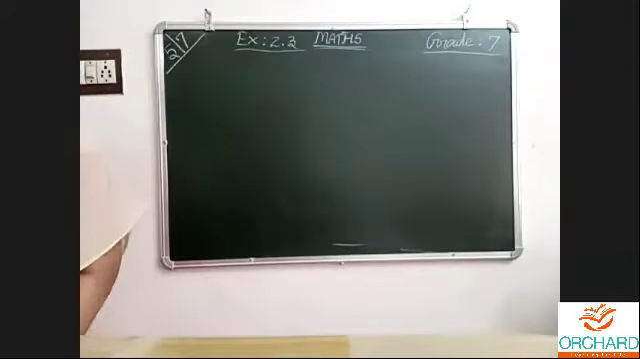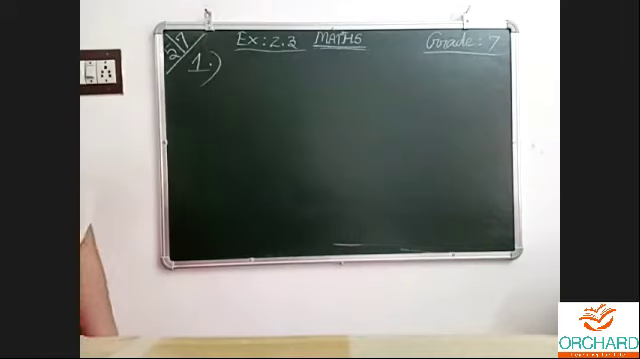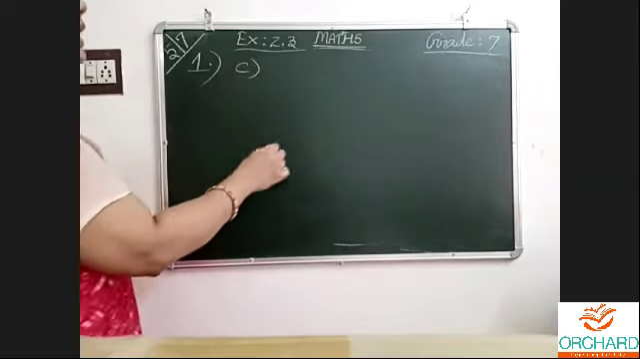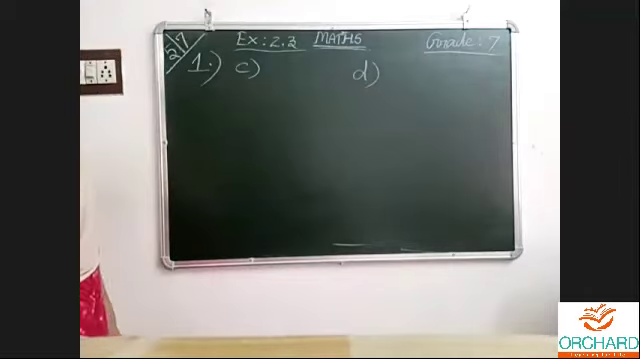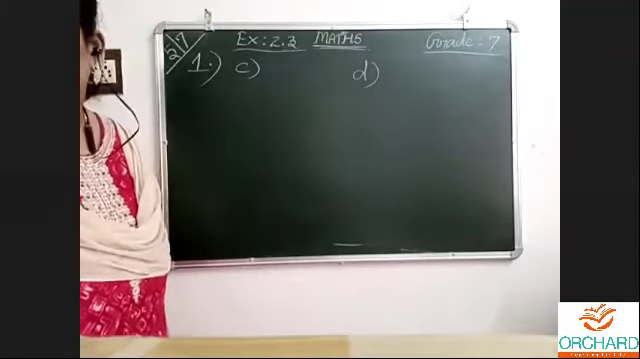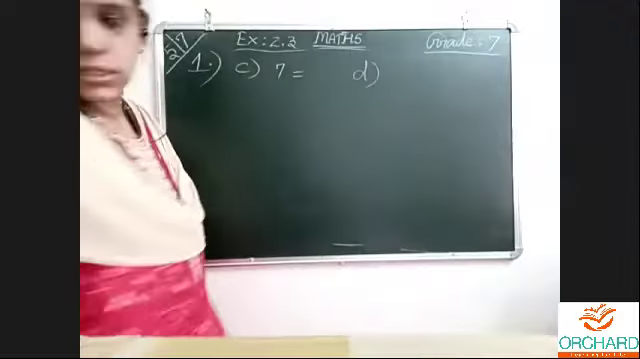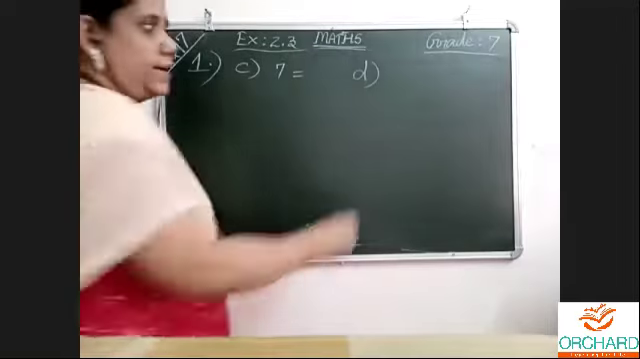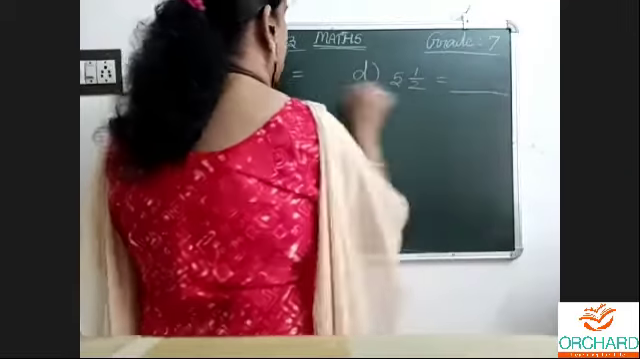Exercise 2.3. Question number 1. A, B, C, D. C and D I am going to do. A and B I leave, and all that will come to you as homework in the homework schedule. I have circled them and kept them in the textbook. I will give some numbers, you need to do that. So 7 is equal to, and the D one, let me write that also, 5 and 1/2, a mixed fraction. The reciprocal is equal to dash dash.